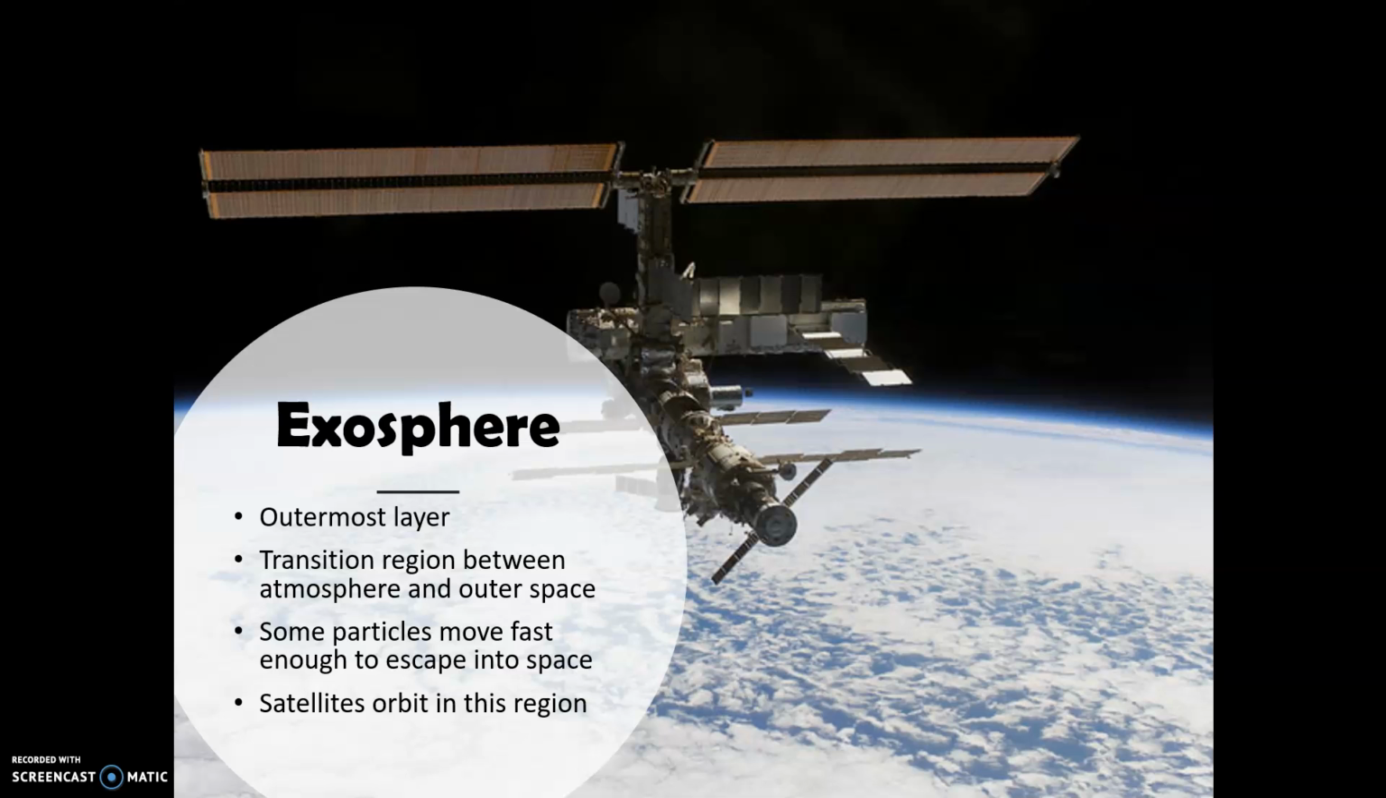This is the region where our satellites orbit, and it's nice because there's enough gravity to keep things orbiting the Earth, but there's a low enough number of molecules that the friction is very low, and essentially it's able to really easily orbit the Earth here. And like I said, it extends pretty much up into outer space.